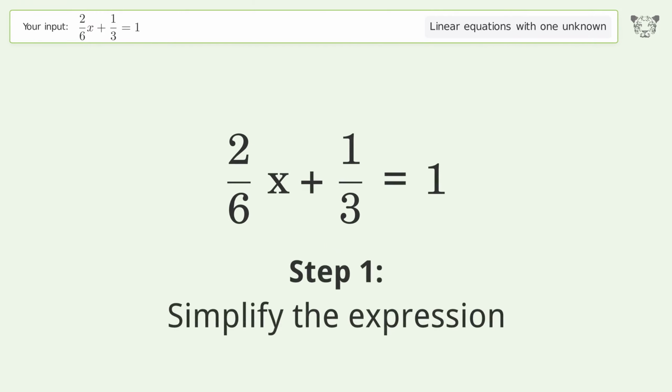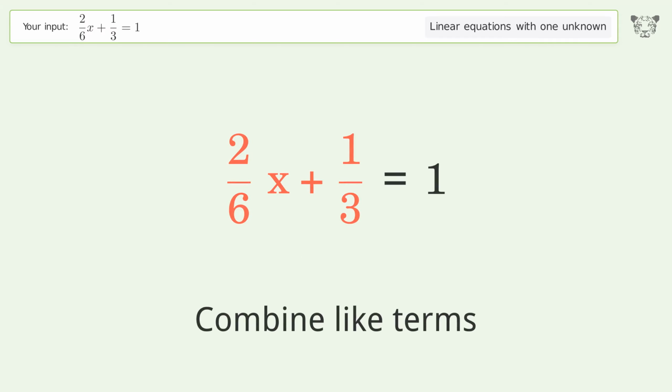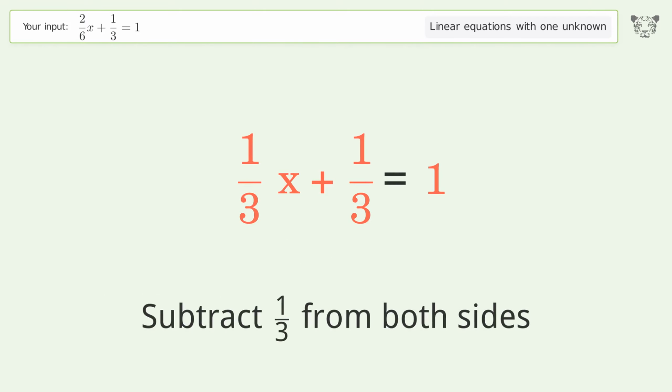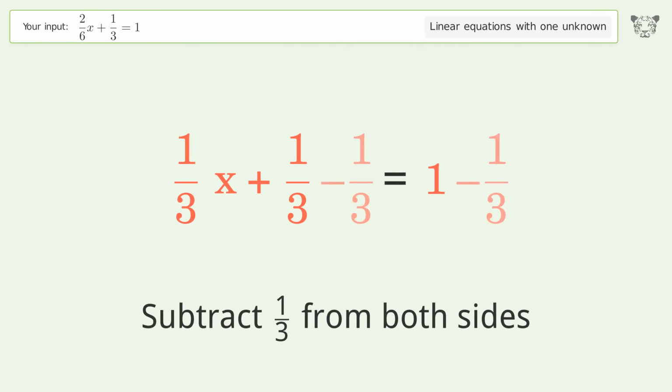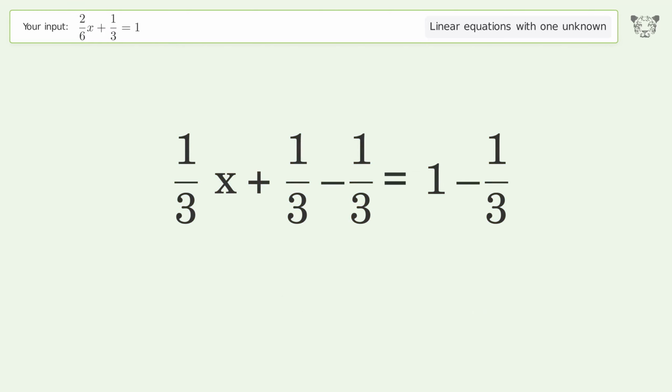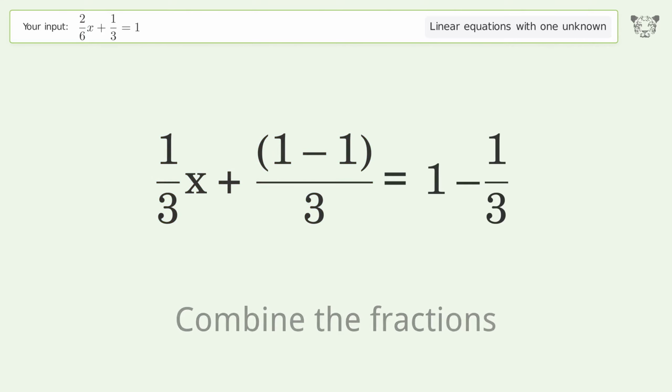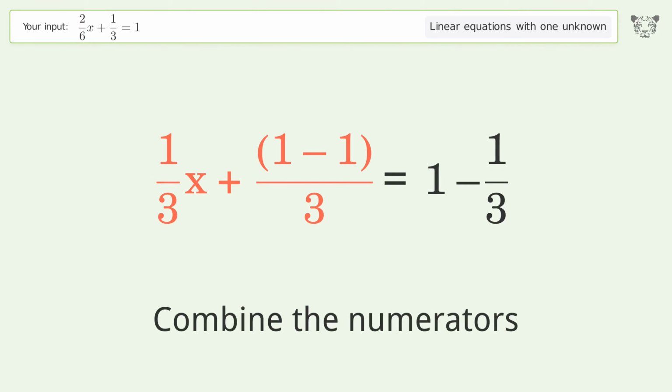Simplify the expression. Combine like terms. Group all constants on the right side of the equation. Subtract 1/3 from both sides. Combine the fractions. Combine the numerators.